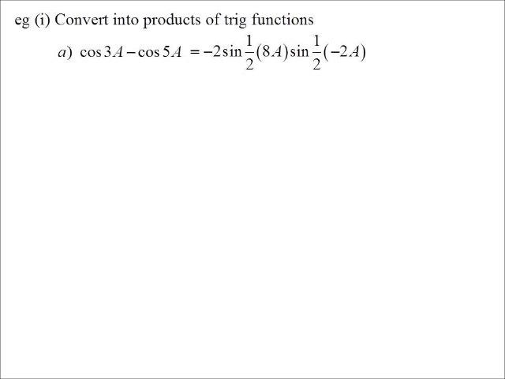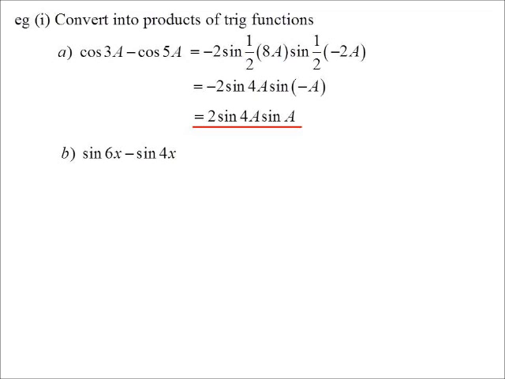So the sum, 5 and 3 is 8, half of 8a. The diff would be 3 minus 5a, which is minus 2a. So I get minus 2 sine 4a sine minus a. Sine minus a, but sine is an odd function, so sine of minus a would be the same as, and there we go, 2 sine 4a sine a.